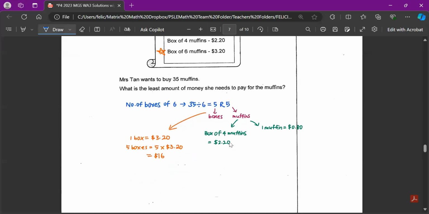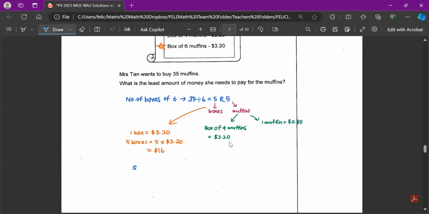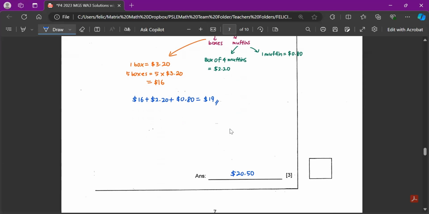Once you have all the amounts of money stated clearly, just go on to add them up. $16 plus the $2.20 plus the last 80 cents. All these three different pricings, she has to pay for all of this. So this gives us $19. That means she has to pay a total of $19.